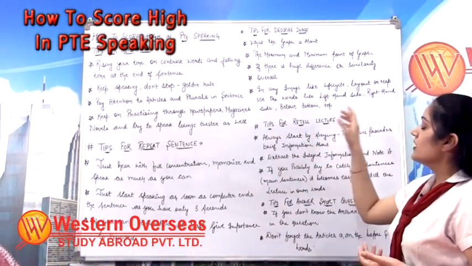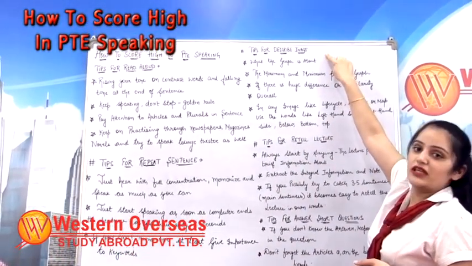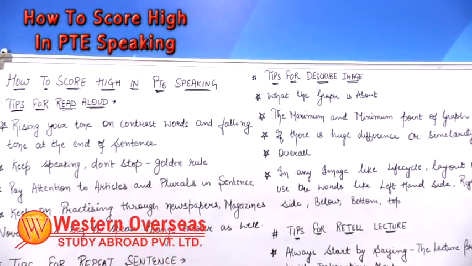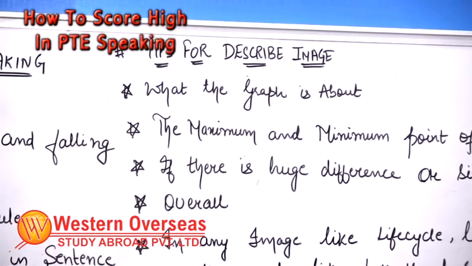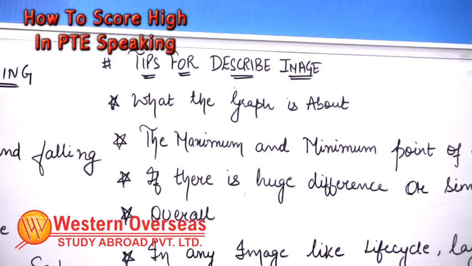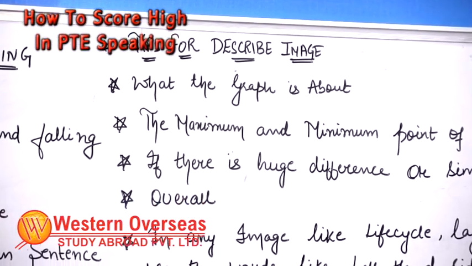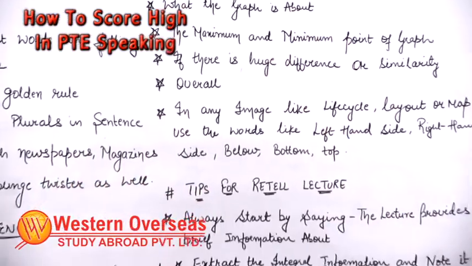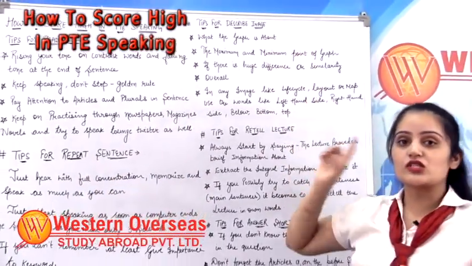The third type of question that comes in PTE speaking is describe image. Students usually find it difficult, but it is not. If you know how to attempt describe image, what the tips and strategies for describe image are, it is the easiest one. Nothing is impossible. So what things do you have to take care of in the third type of question, that is describe image.